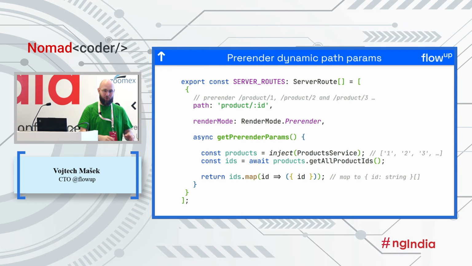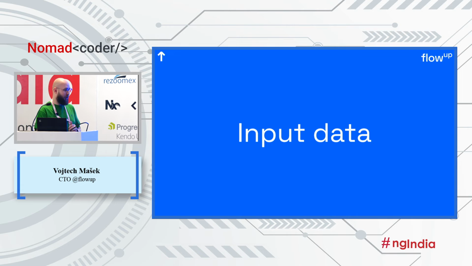Someone who is just doing the editing notices a mistake or something, they edit this in Contentful, and as they hit publish, it hits the GitHub action and it pre-renders the specific page again. Pretty neat stuff. Okay, input data.